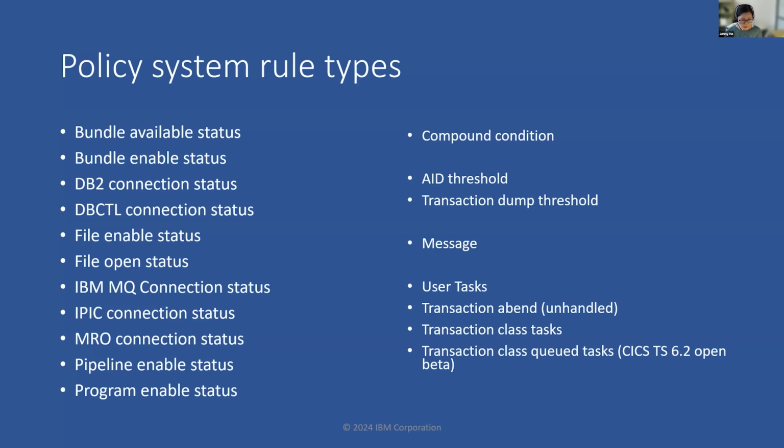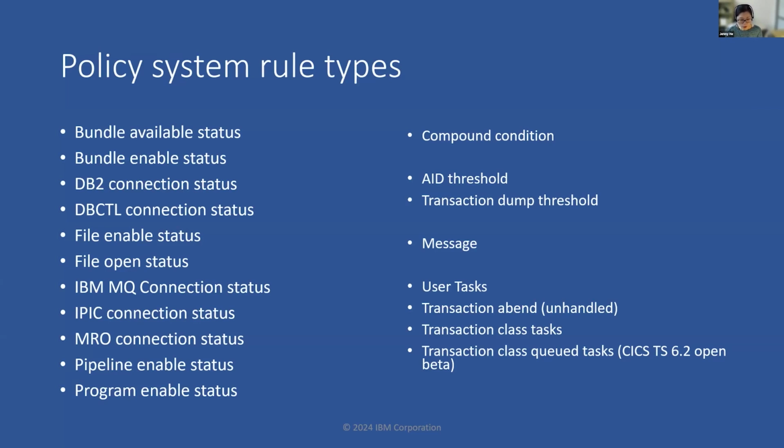Then on the right-hand side, in the middle of it, there is threshold, transaction dump: how many transaction dumps I want this region to take. So if the region has more transaction dumps, it will not impact other CICS regions or other systems on the same LPA. And also a message system rule.